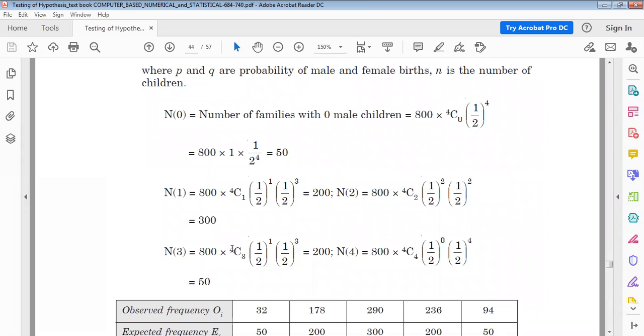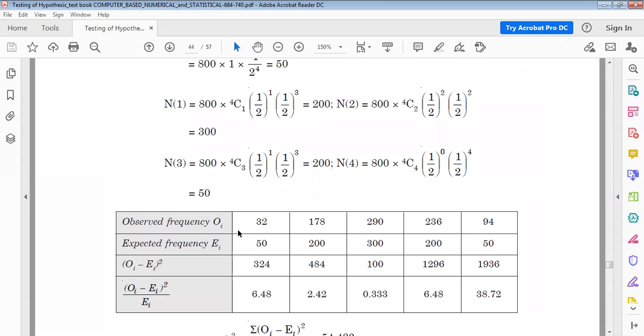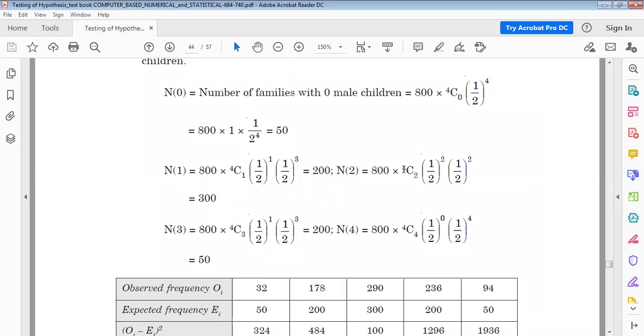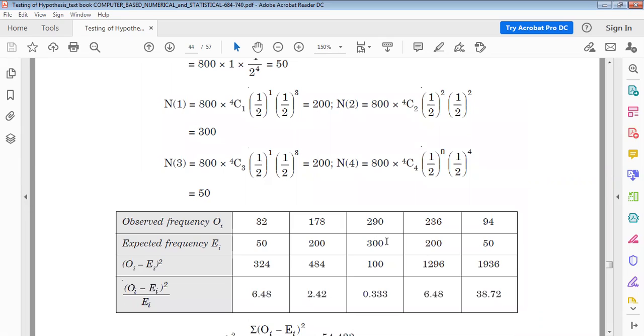Then R equals 3, so n equals 4. 4C3 half to the power R, half to the power n minus R. That means N_R will be what? This. So observed frequency is this, given in the table. Okay, expected will be what? Expected 50, 300, then 200, 300 and 800, 200 and 50. That means this is the expected.